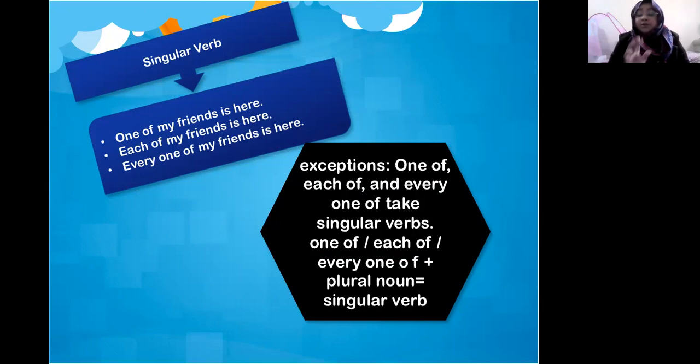One of my friends means we are not talking about all the friends. Among all the friends, I'm talking about one of them. That is why whenever we write expressions like "one of", "each of", "every one of", they take a plural noun, but they take a singular verb. So: One of my friends is here. Each one of my friends is here. Every one of my friends is here.